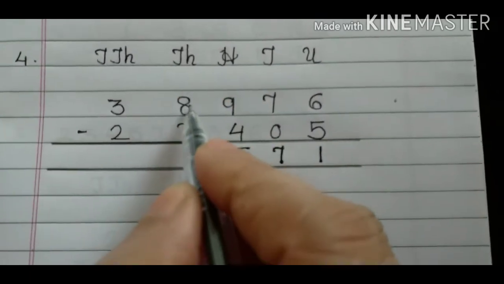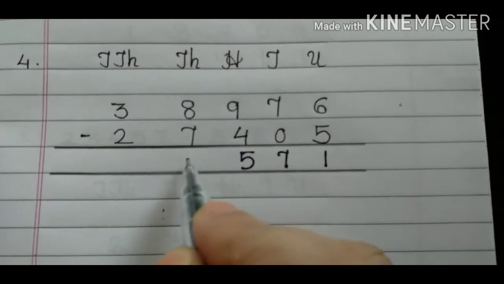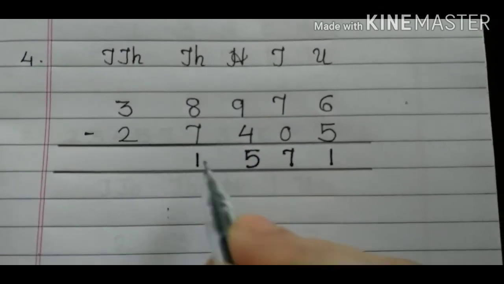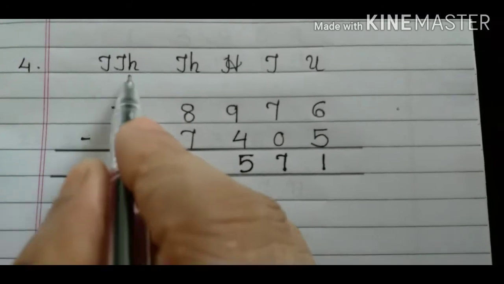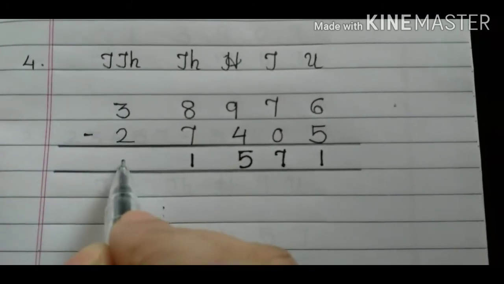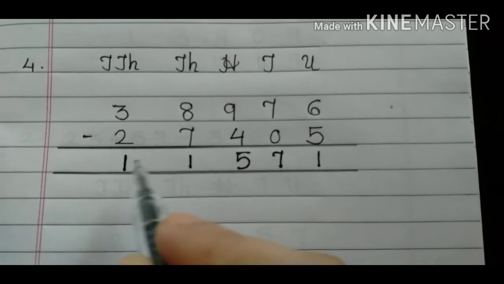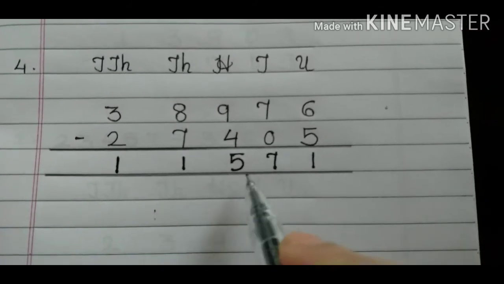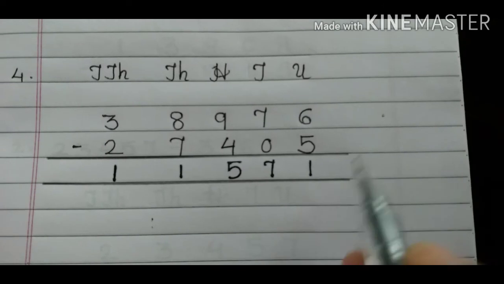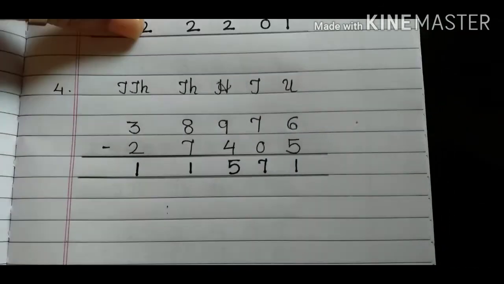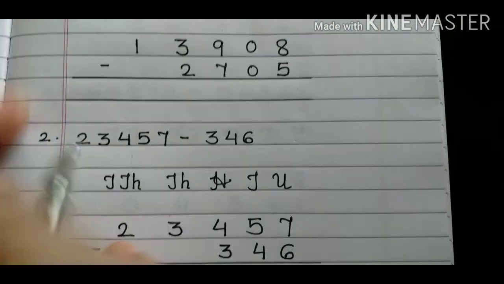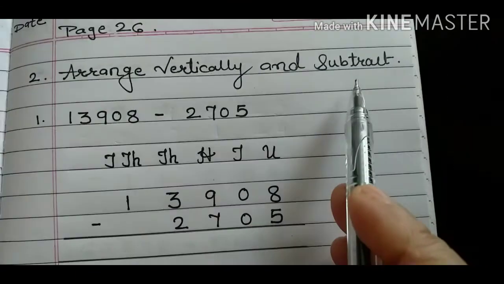In thousands place 8 minus 7. 8 minus 7 is 1. So write down 1 in thousands place. And in 10,000s place 3 minus 2 is 1. So write down 1 in 10,000s place. So our answer is 11,571.